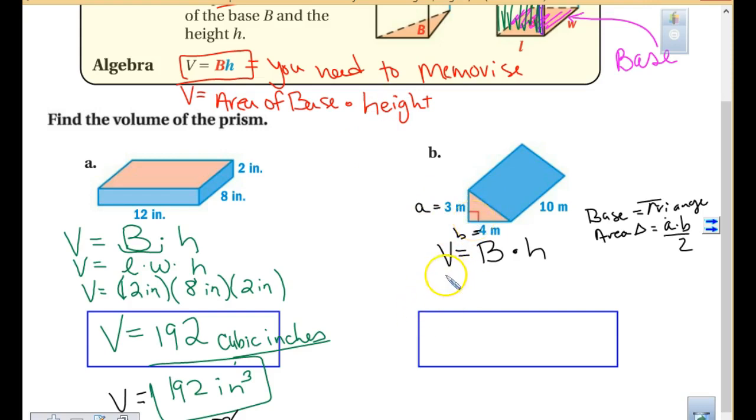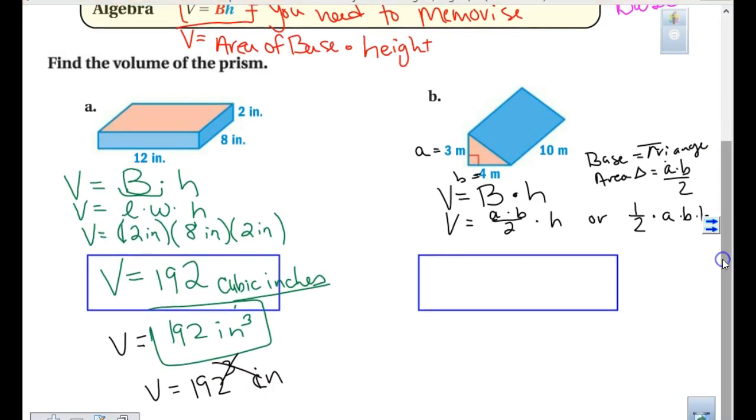So, volume equals, we're going to write down the formula first. A times B, do you like divided by 2 or times a half better? Okay? So, I'm going to write it both ways for you. If you want to do it the second way, 1/2 times A times B times H. I don't care if you like doing it this way or this way. Are they the same? Some of you have personal preferences. I'm here for you. You can do it either way.